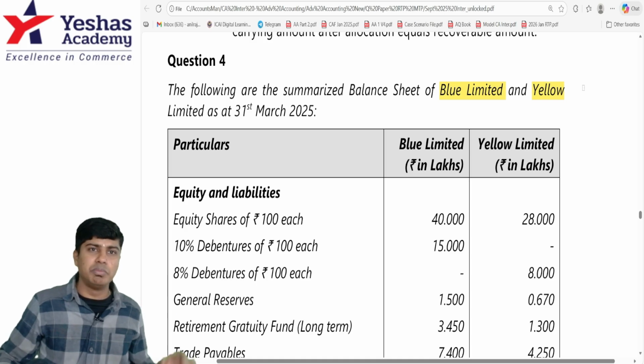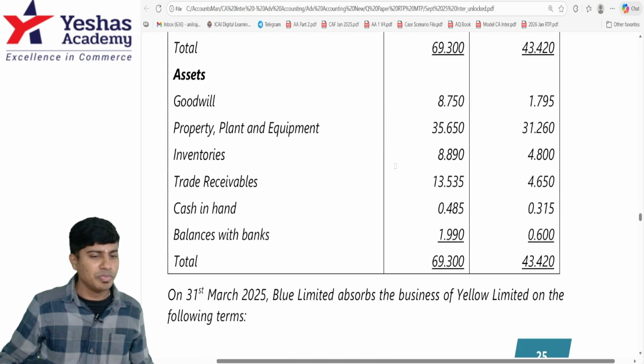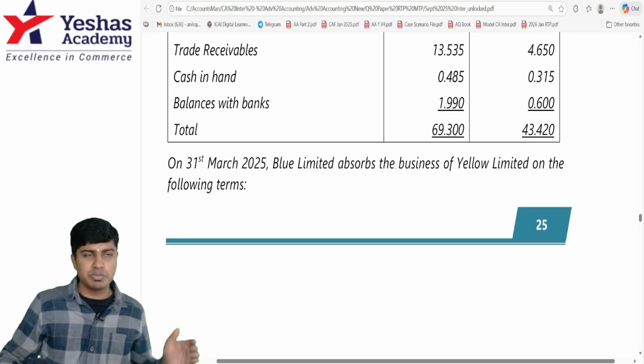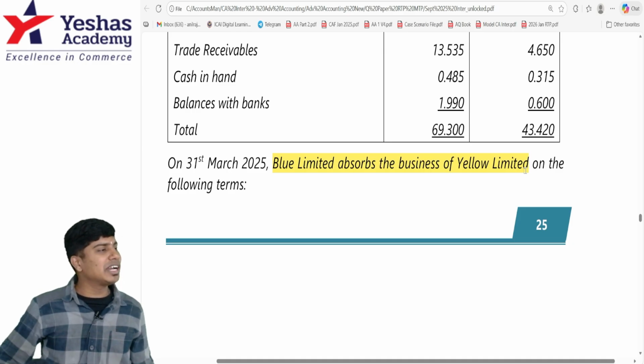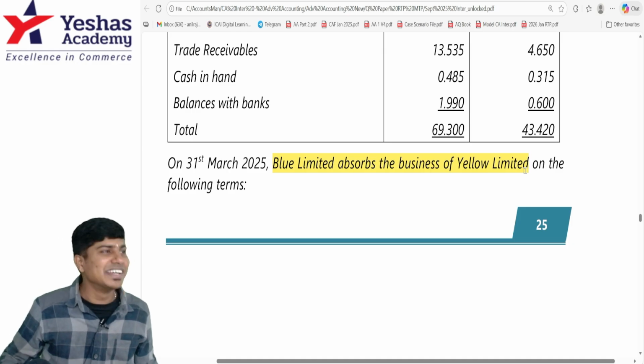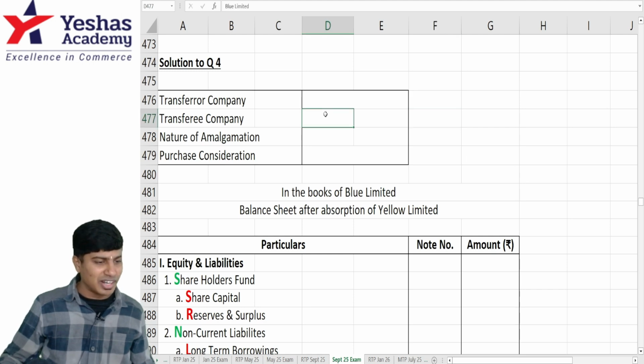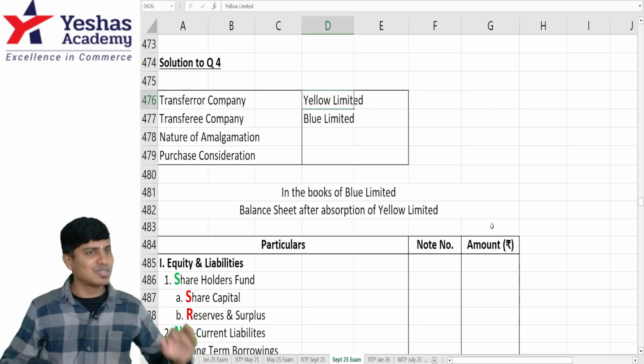I'm sorry, I highlighted blue also in yellow and yellow also in yellow. Don't focus on the question's balance sheet, come to what's given after. Blue Limited absorbs Yellow Limited. If Blue Limited is absorbing Yellow Limited, Blue Limited becomes transferee, Yellow Limited becomes transferor. Blue is transferee, yellow is transferor.